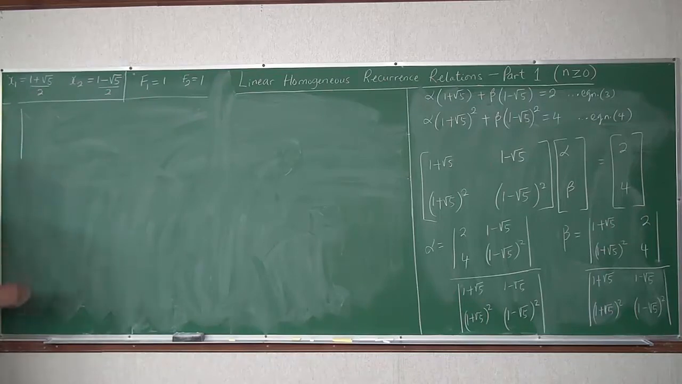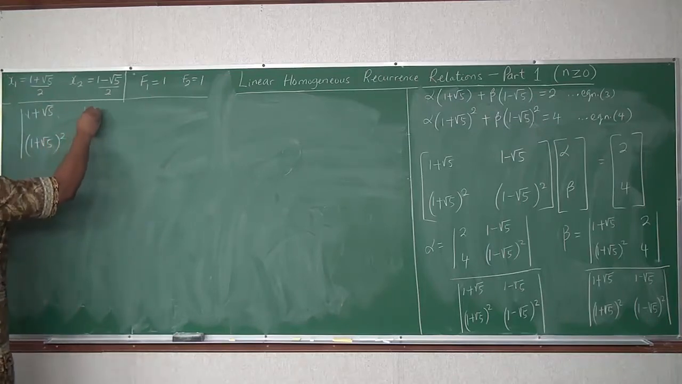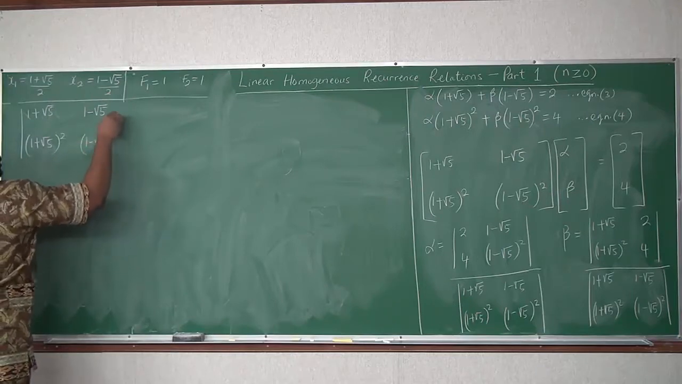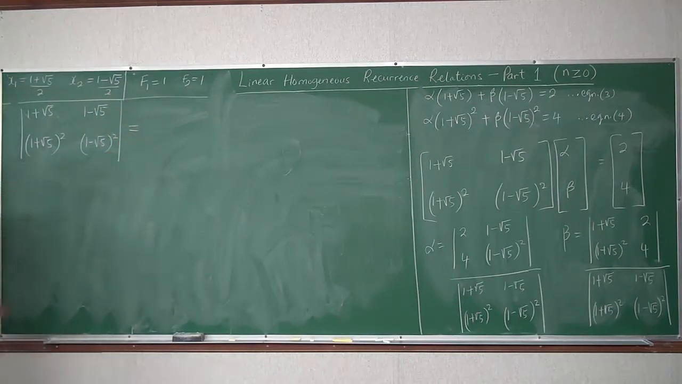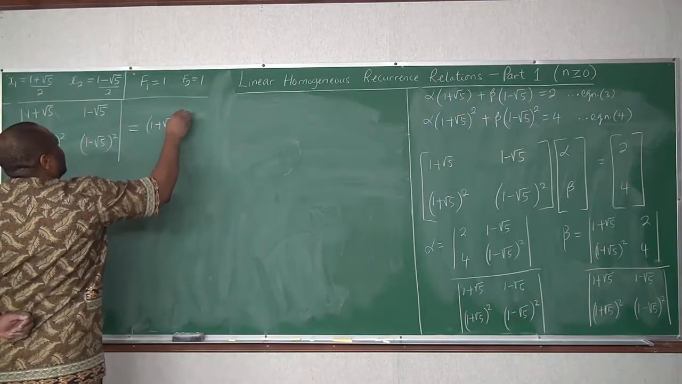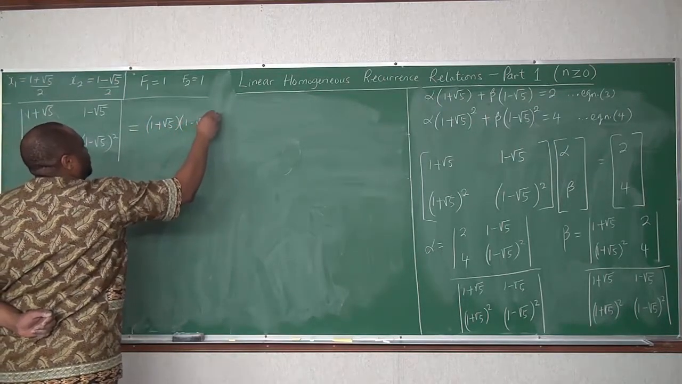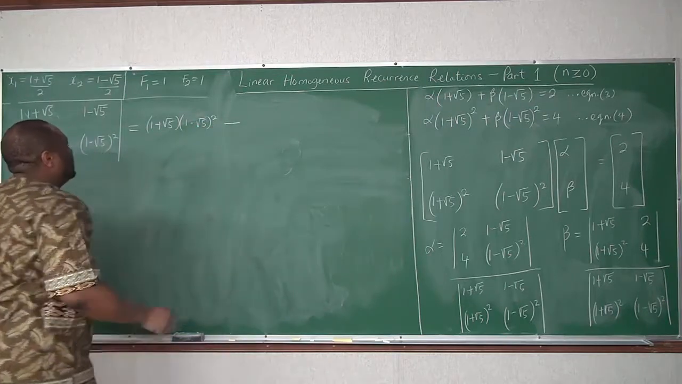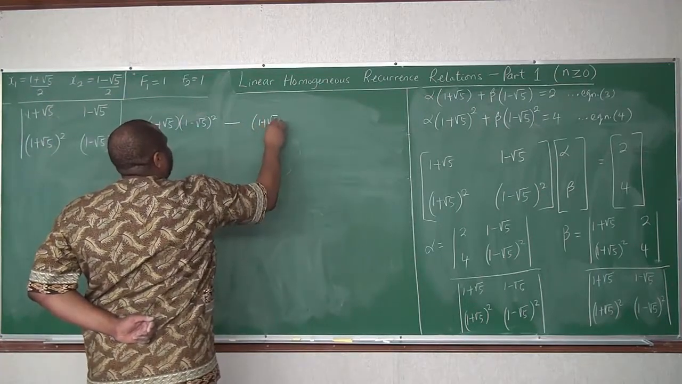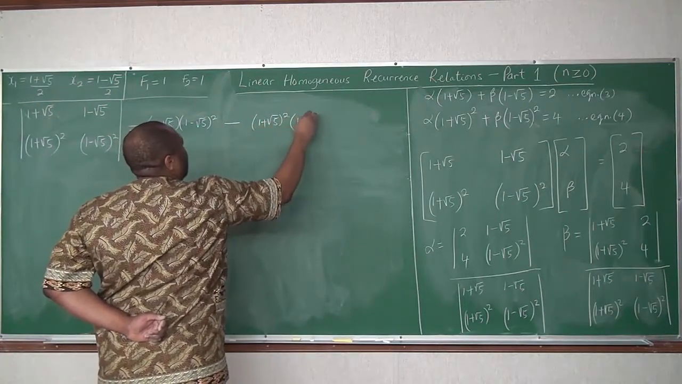So let's start with the denominator. 1 plus root 5, 1 plus root 5 all squared. 1 minus root 5, 1 minus root 5 all squared. What is the determinant? I'm going to use the shortcut. So this gives us 1 plus root 5 times 1 minus root 5 all squared minus 1 plus root 5 all squared times 1 minus root 5.